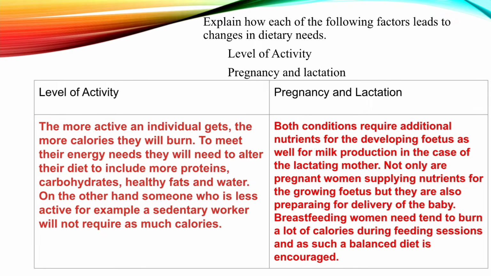So to meet their energy needs, they will need to alter their diet to include more proteins, carbohydrates, healthy fats, and water. On the other hand, someone who is less active, for example, a sedentary worker, will not require as many calories. So basically, to summarize, all this is saying is that the more active the individual is, the more energy-rich foods they will require. So someone who is not as active, for example, an office worker, will not require foods that are high in energy because they are not moving about as much.